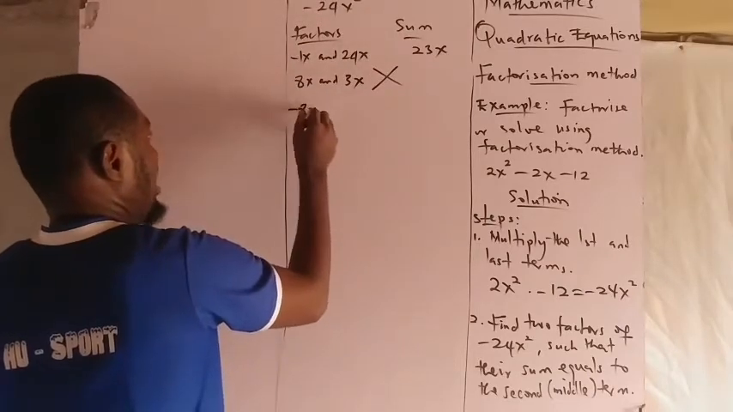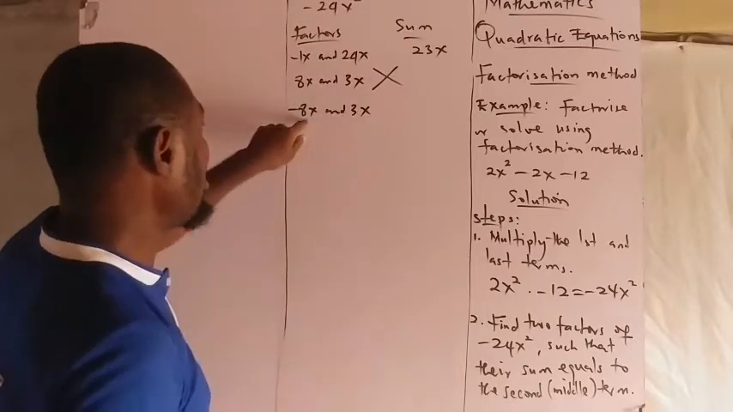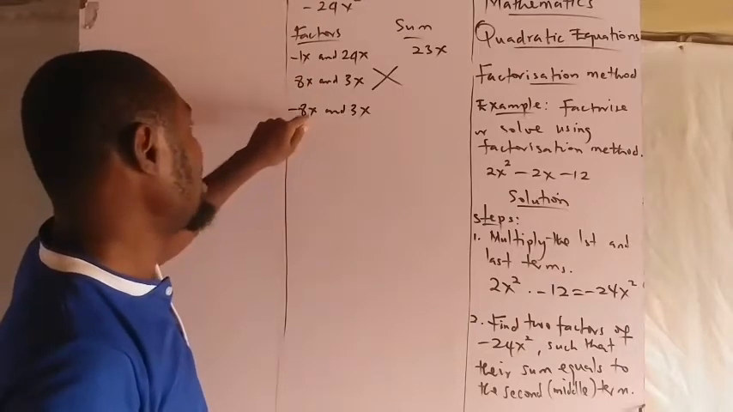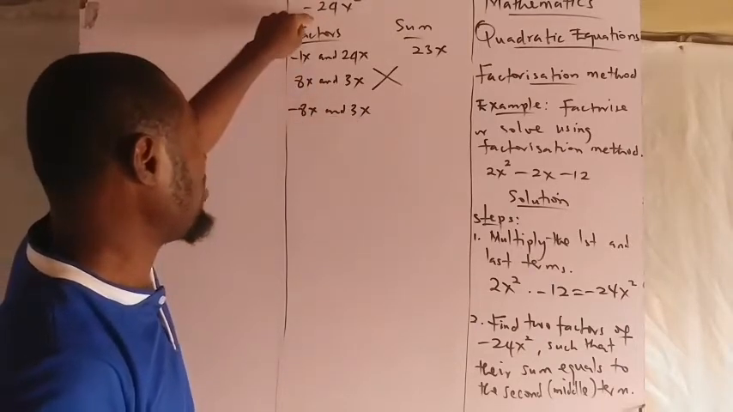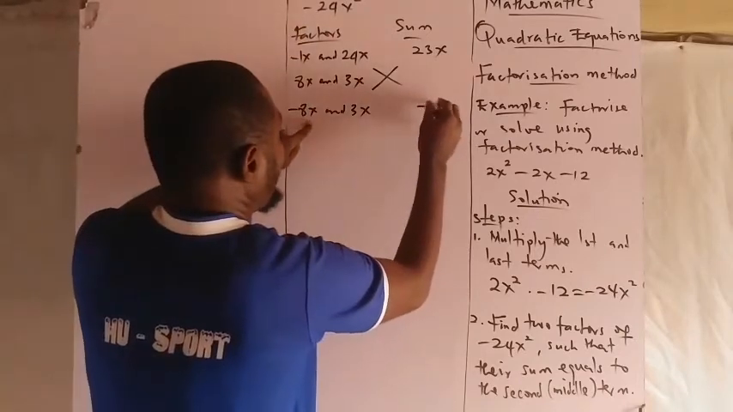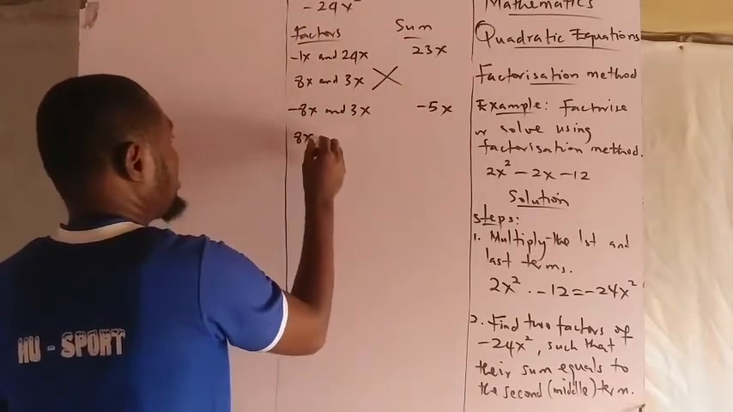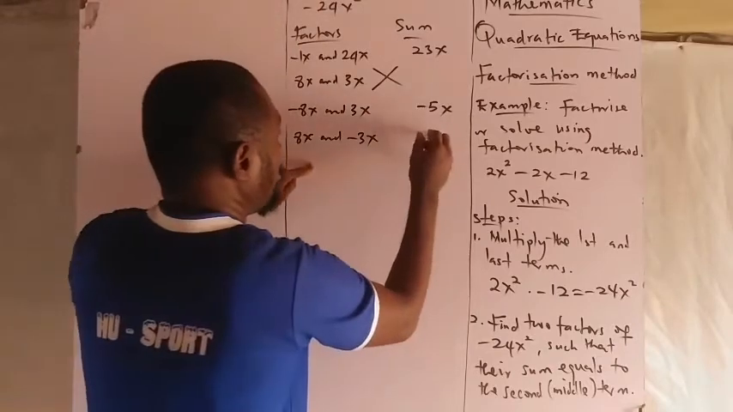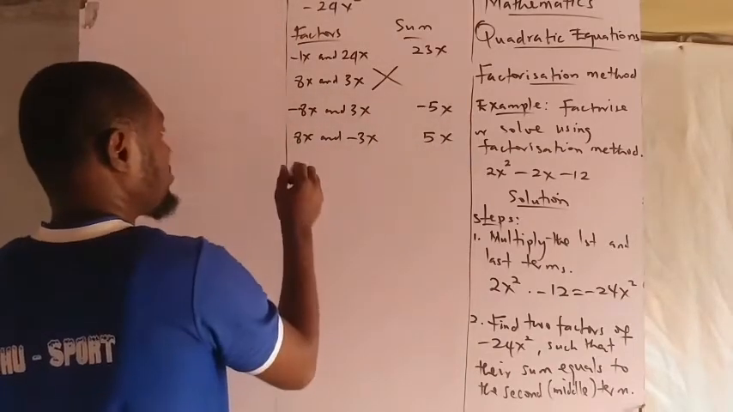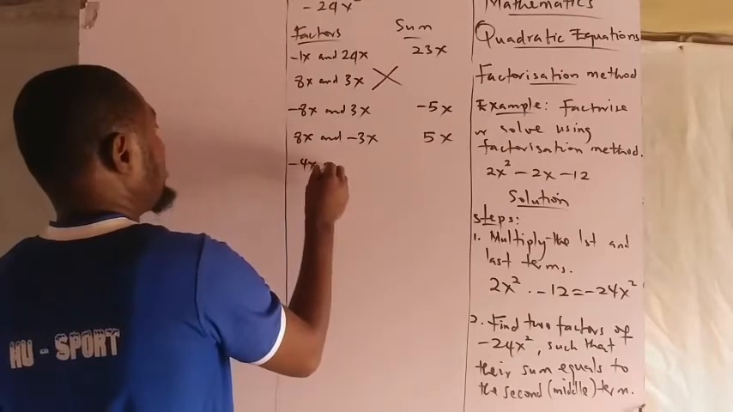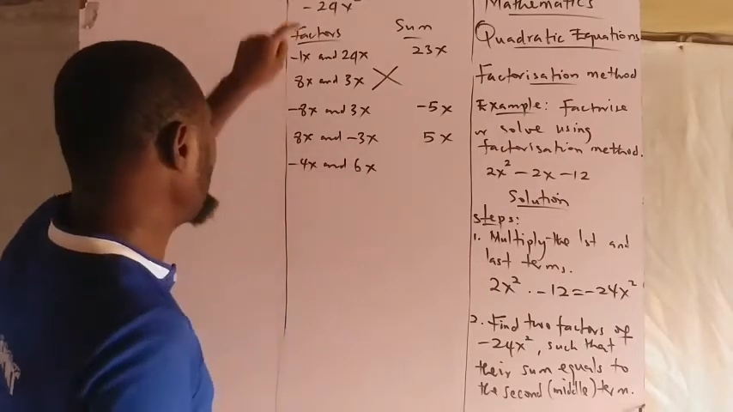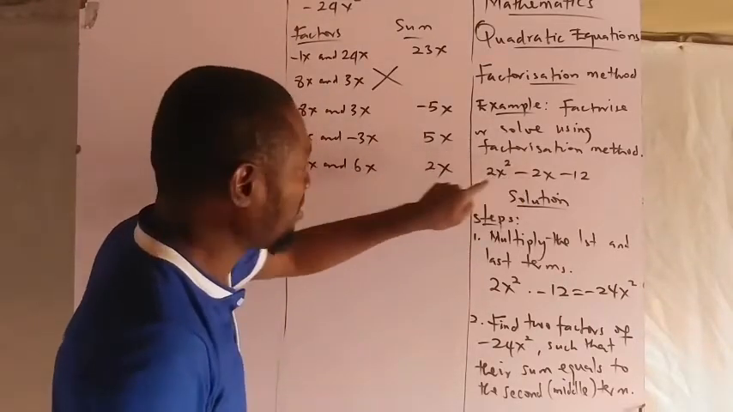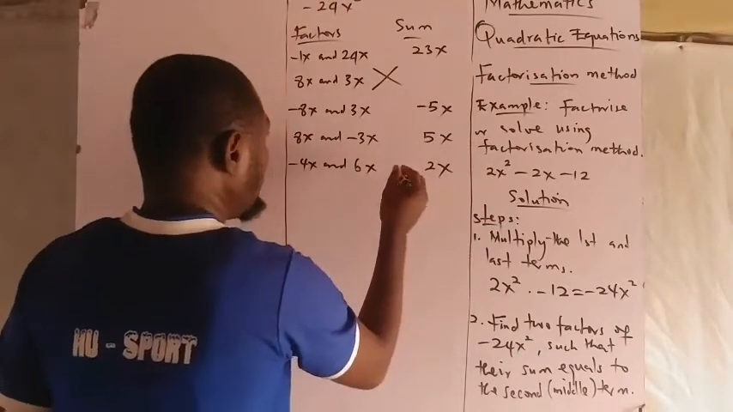Let's look for minus 8x and 3x. I'm trying to bring out a lot of factors to help you understand what I'm saying. Multiply minus 8x and 3x, you get minus 24x squared. Add them up, you have minus 5x. What about 8x and minus 3x? If you multiply, you still get this result, but if you add them up, you have 5x. What about minus 4x and 6x? Multiply them to give you this. Add them up, you have 2x, which is not the same, because this is minus 2x. So this is wrong.